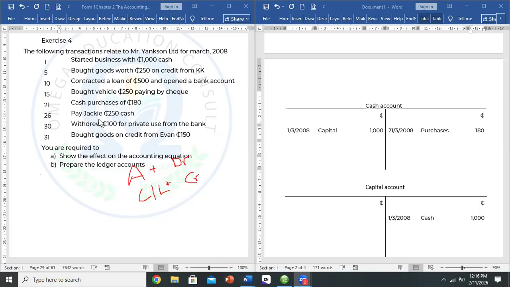Okay, the 26th transaction. Pay Jackie 250 Ghana cedis cash. So it will be decrease in liability, decrease in cash. Okay, so decrease in liability and decrease in cash, which is an asset, right? So decrease in asset cash. Great. Awesome.